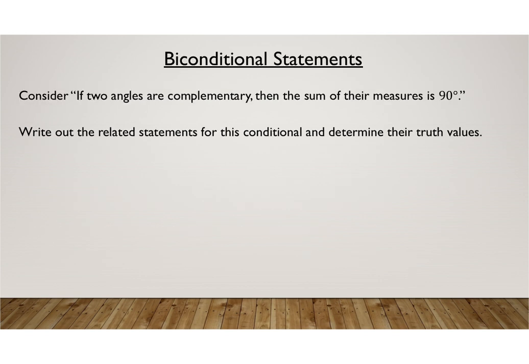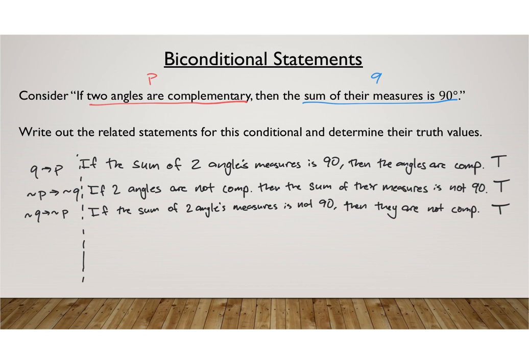One last thing before I let you go, we have one more statement to consider. This one is called a biconditional statement. Bi meaning two. So what this means is that it will be true going in both directions. Example to follow. Consider if two angles are complementary, then the sum will equal 90. Go ahead and write out the related statements, so the converse, inverse, and contrapositive, and try to determine their truth values. Pause the video. All right.